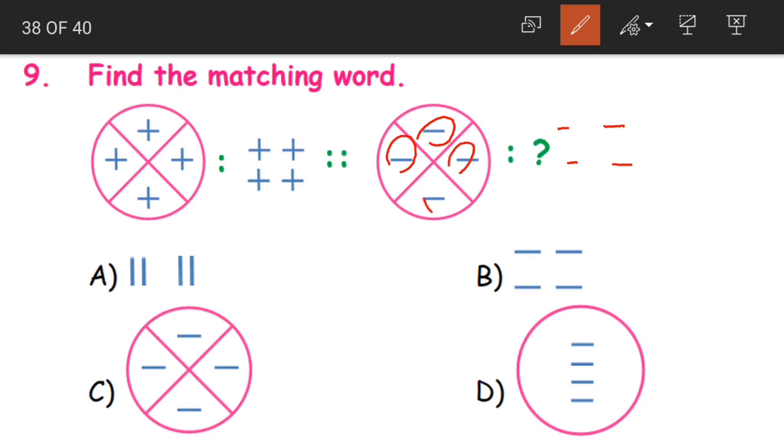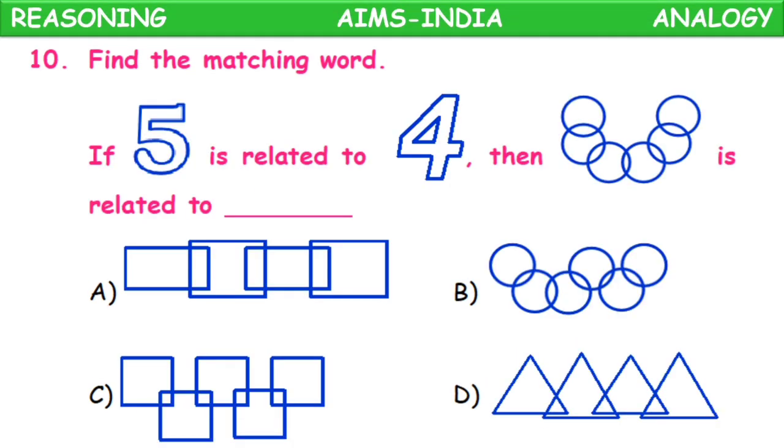1, 2, 3 and 4. So option B becomes our correct answer. And also you should look at the placement, children. How are they written? 2 like this and 2 like this, right? So in the same way, here also the minus symbols are to be placed in the same way. That is why option B becomes our correct answer.